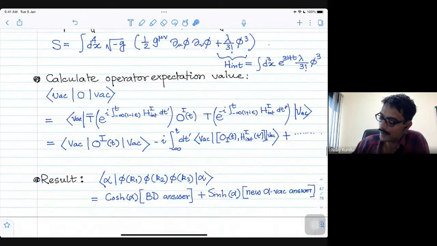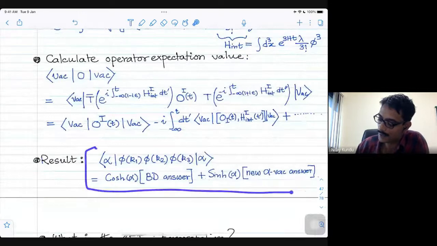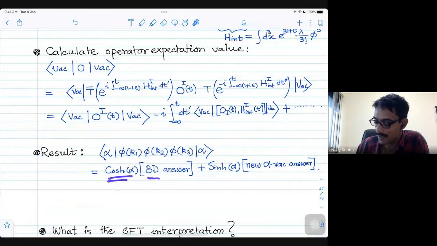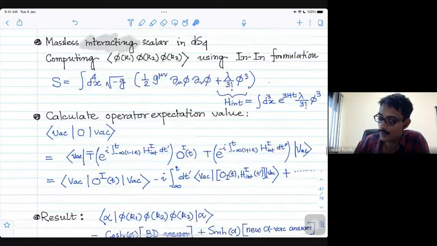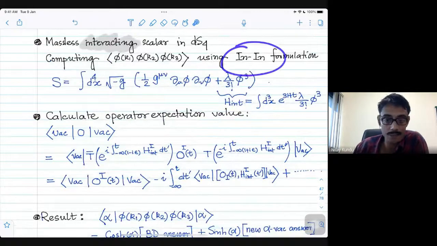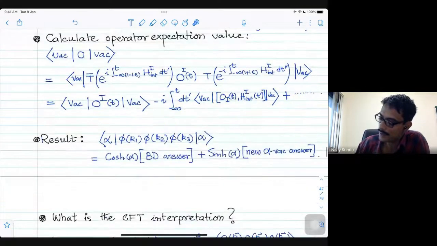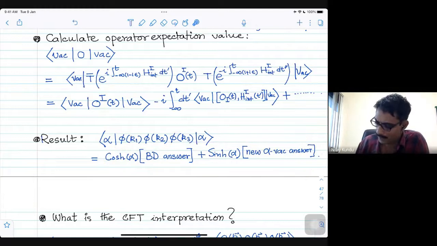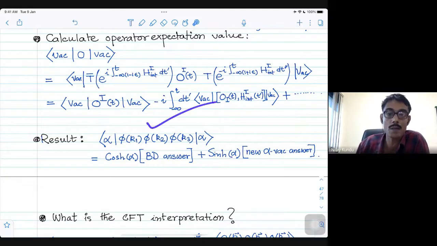And I'm not writing the exact result, but the final answer turns out to be cosh alpha times the Bunch-Davies answer that you would have obtained if you had done this same calculation in the Bunch-Davies vacuum, plus sinh alpha times a new term over here. So this is the new contribution from the alpha vacuum answer. So this whole thing together is the alpha vacua answer, but it also guarantees that if you take alpha going to 0, this term drops out and you get back the Bunch-Davies answer. So this is a bulk calculation, a bulk in-in calculation.